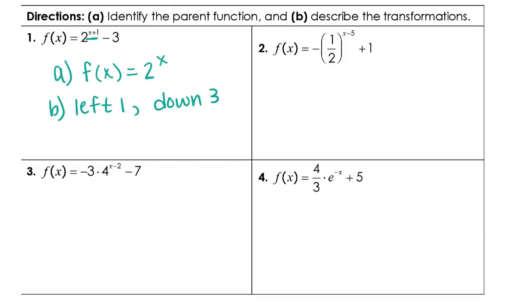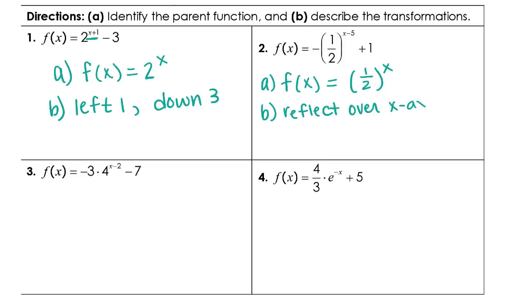All right, so let's talk about number 2. A part here, the parent function is going to be 1/2 raised to the x power. Now let's talk about those transformations. So for the first part, notice the negative on the outside. We are going to reflect over the x-axis, again because it's on the outside. And then let's see, we need to go right 5. And finally, we'll move up 1.